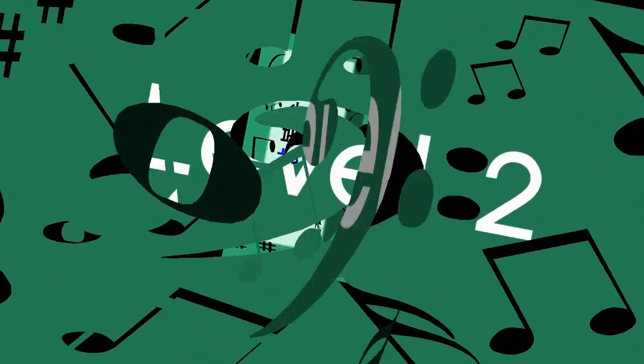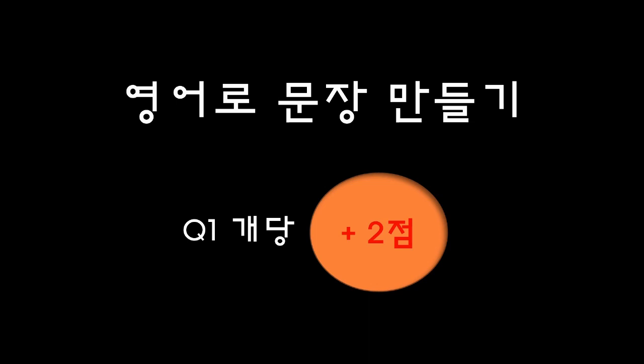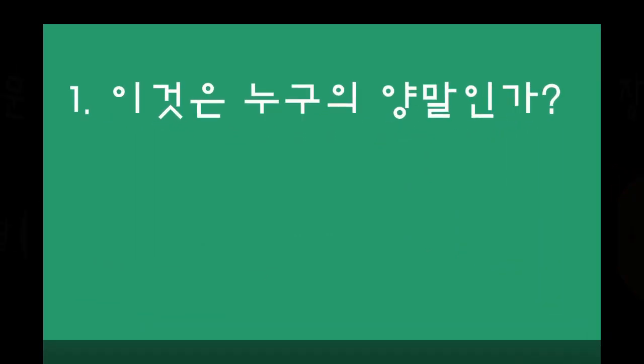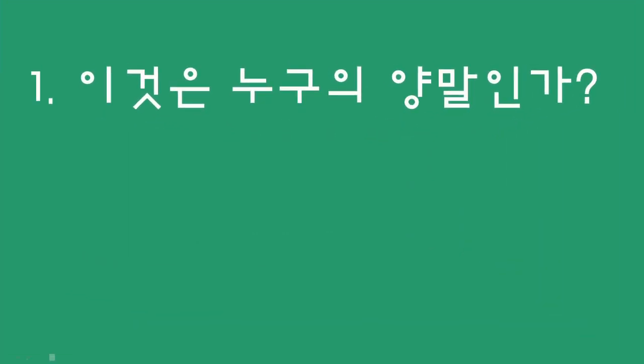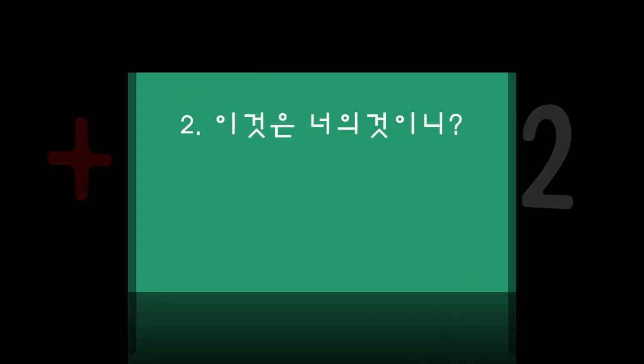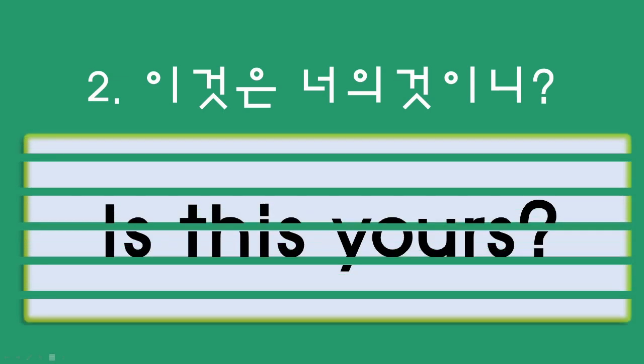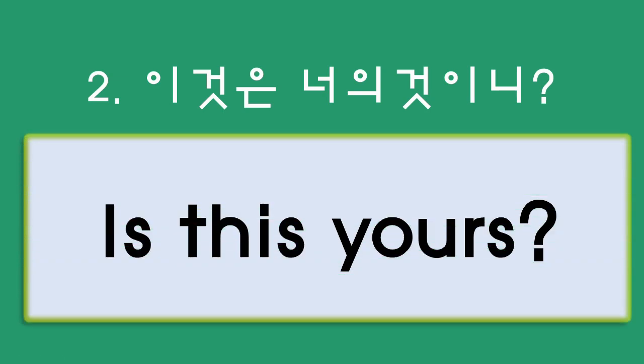Level 2. 문장 복습 퀴즈. 영어로 문장 만들기. 한 개당 2점. Whose sock is this? Whose sock is this? Is this yours? Is this yours?